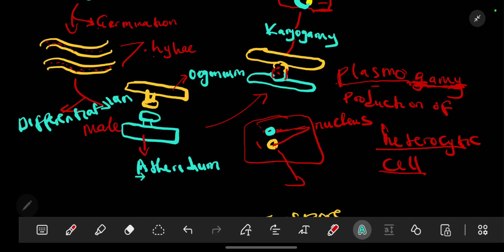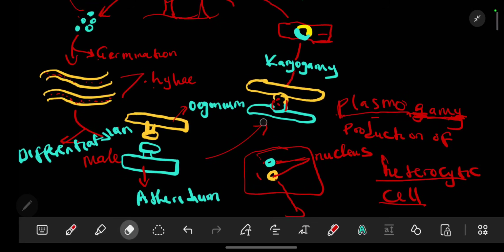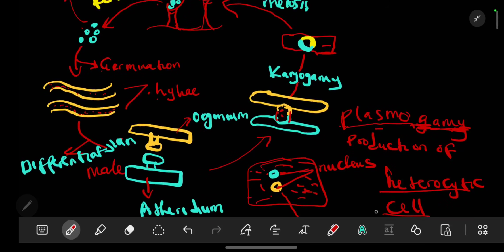Under Zygomycete, we are only going to be using positive and the negative type. Then the Atheridium will be able to undergo fertilization under the process of plasmogamy, in which there will be the fusion of the cytoplasm. As you can see, this is a cytoplasm. Then this cytoplasm will then be able to produce, or rather, this cell is called the heterocytic cell.